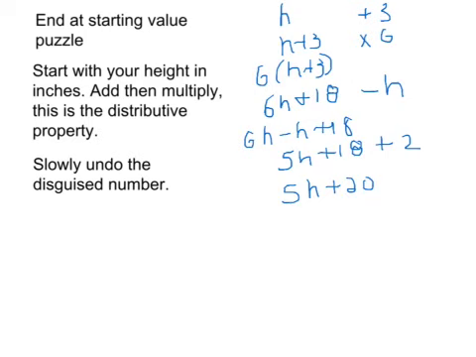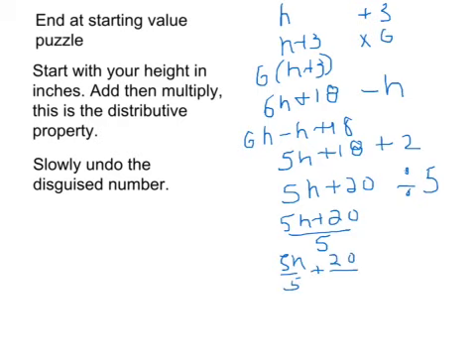Now you're set up for your return portion, and in this case you're going to divide everything by 5. So 5h plus 20 all divided by 5, which is 5h over 5, just sort of distribution, plus 20 over 5, and that simplifies to h plus 4. The last thing you do is subtract 4, and you have h. Notice you're all the way back.